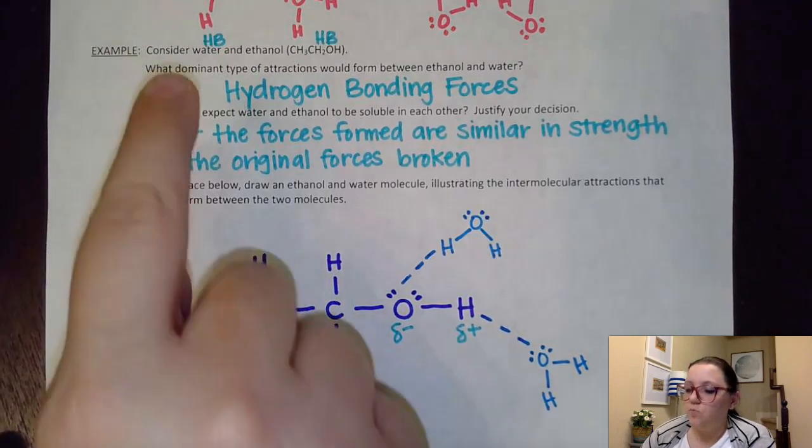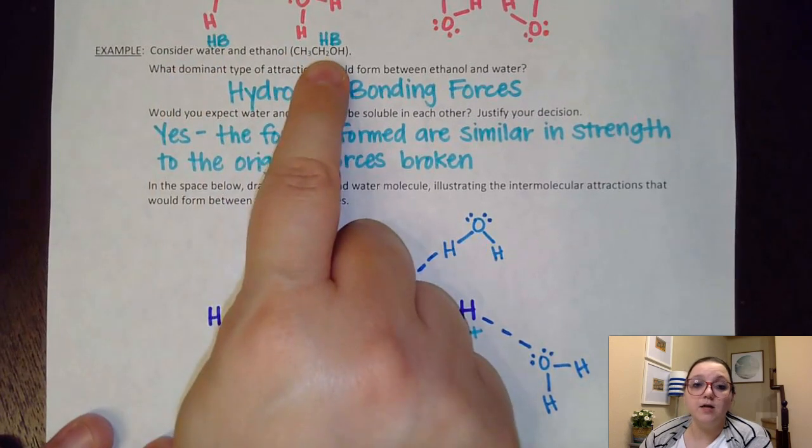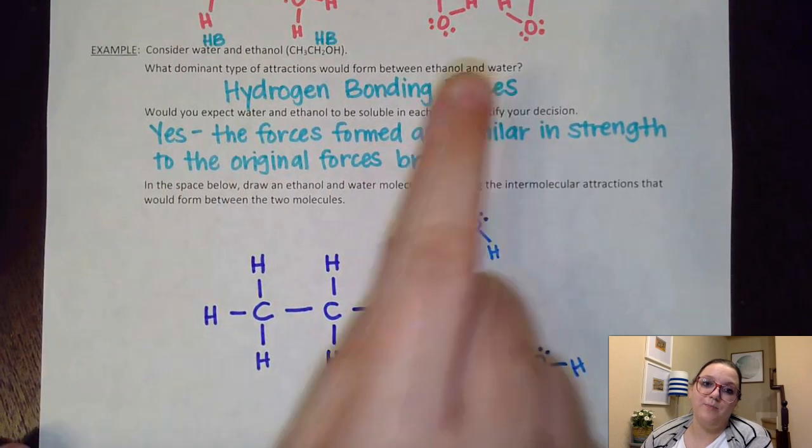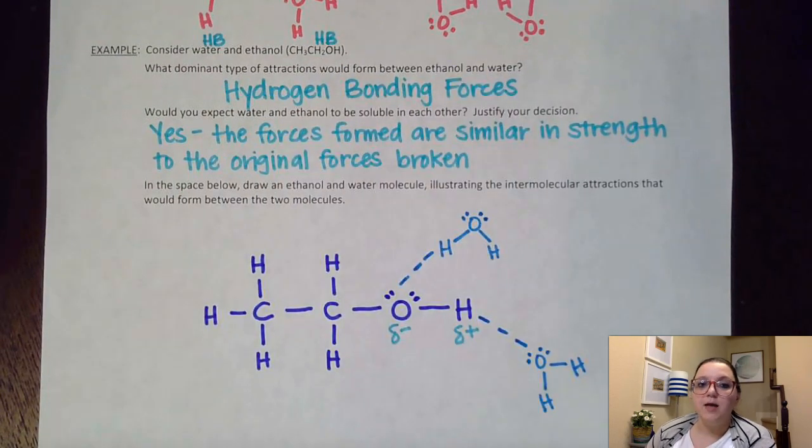I will warn you, if one of these had been hydrogen bonding and the other had just been dipole-dipole, then I would have actually called this dipole-dipole at that point. So be kind of careful there. Now this is the dominant type of attraction. Technically you also have dipole-dipole, and you also have London dispersion forces. Here, since it just asked for dominant, this was all I needed to address though.